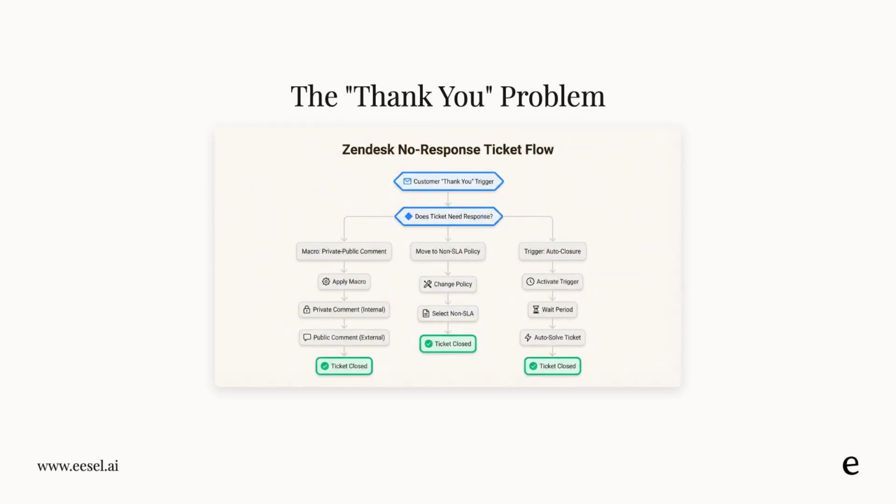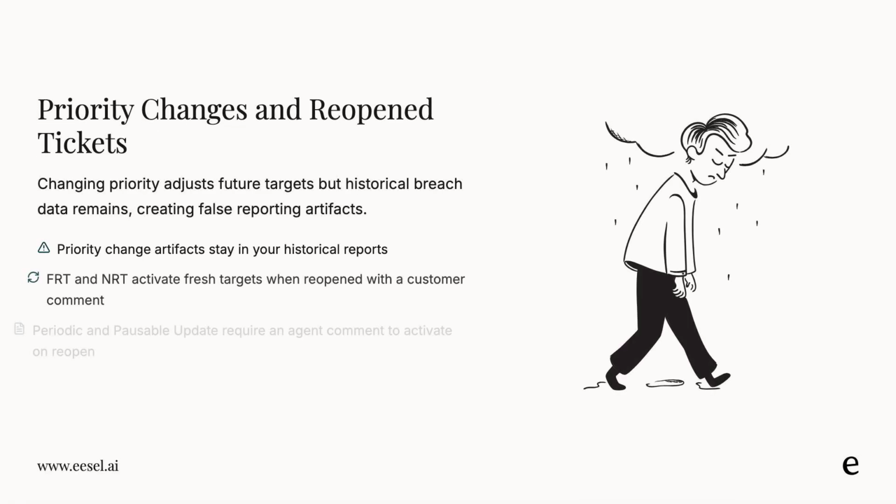Here's a real edge case that trips up a lot of teams. Your agent solves a ticket, the customer replies with a simple, "Thank you," and suddenly Zendesk creates a new next reply time target, because there's now an unanswered customer message. If another issue comes in later, the breach is measured from that thank you, not from the new problem. The fix is to use a macro that adds a brief public comment to fulfill the SLA, then immediately privatizes it.